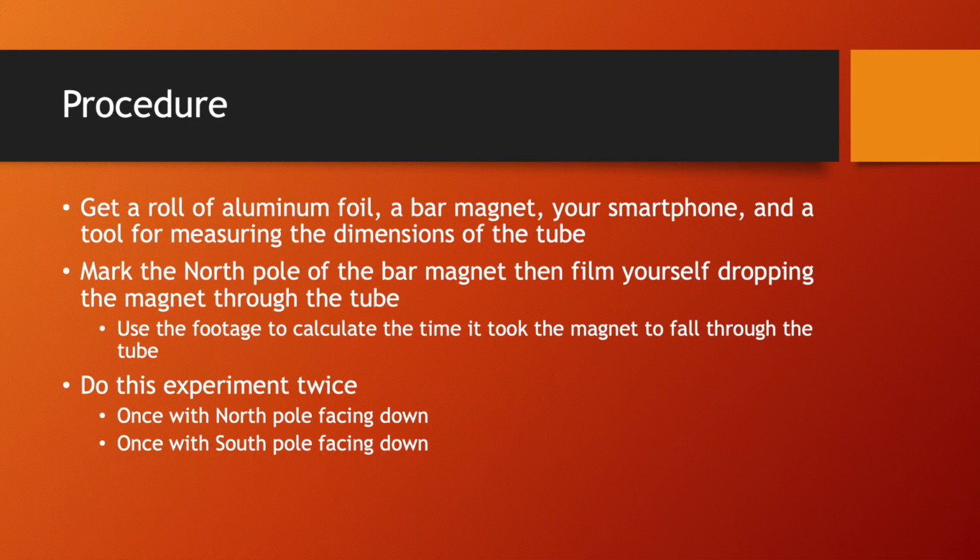To do this lab, you will need a roll of aluminum foil, a bar magnet, your smartphone, and a tool for measuring the dimensions of the tube. Mark the north pole of the bar magnet using the magnetometer, then film yourself dropping the magnet through the tube. Use the footage you record to calculate the time it took the magnet to fall through the tube. Do this experiment twice, once with the north pole facing down and once with the south pole facing down.